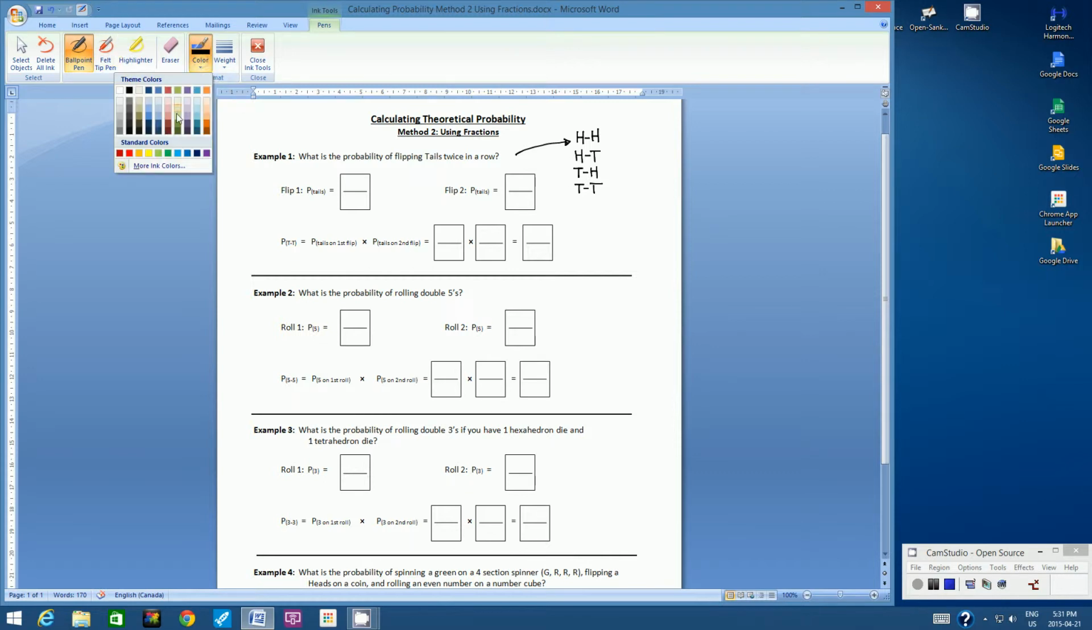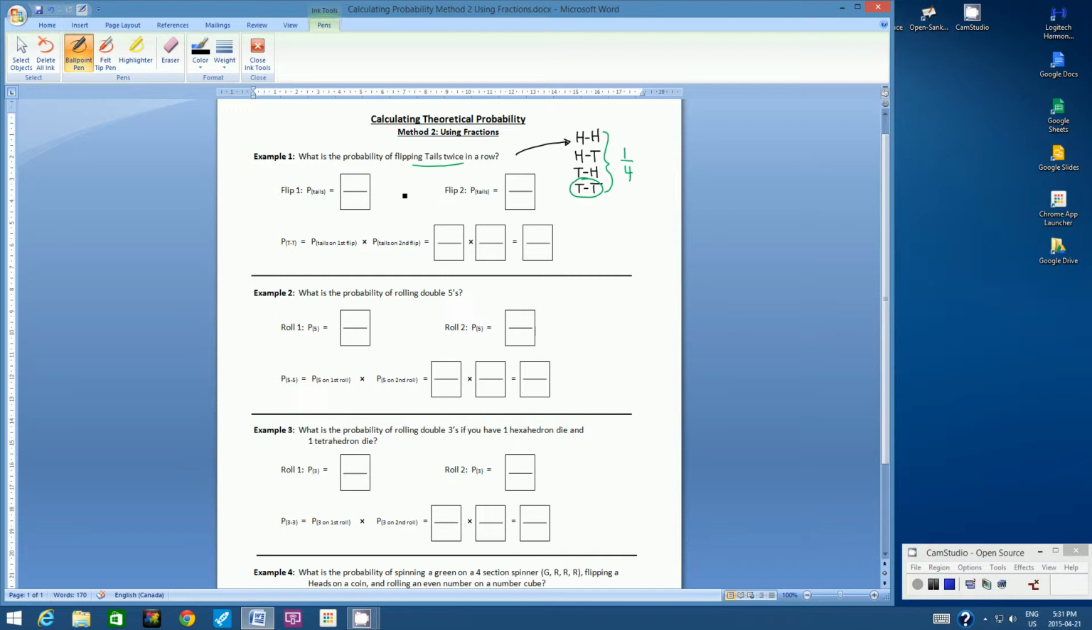So what is this question asking? This question is asking the probability of flipping tails twice in a row. So that is this outcome right here. If we look at this possible list of outcomes, this would occur 1 out of 4 times. Using the method we've used up to this point wouldn't take very long because we have only 4 possible outcomes. But let me show you how it's going to work using method 2 with fractions, okay?